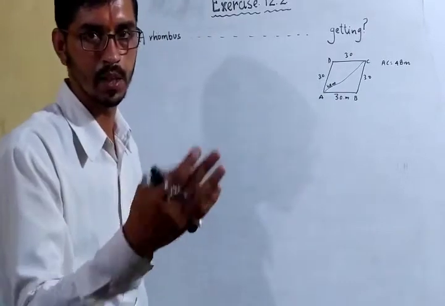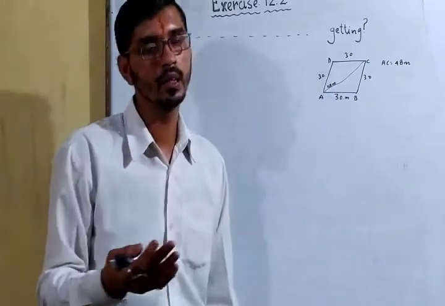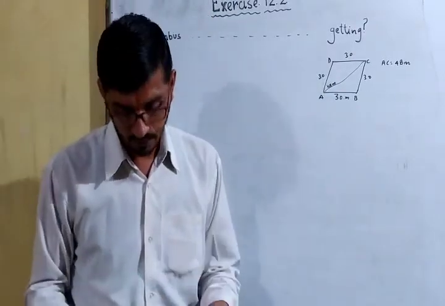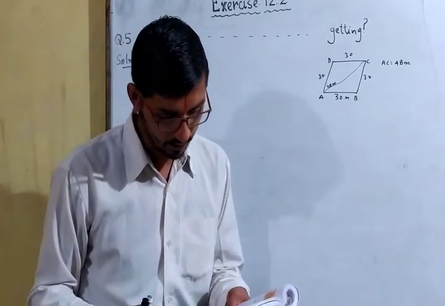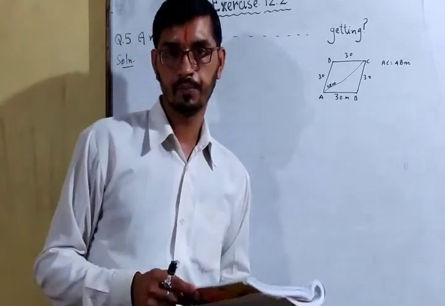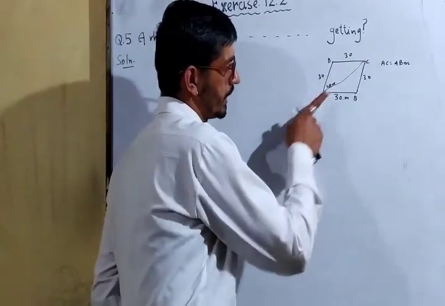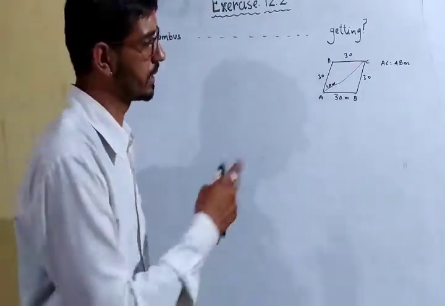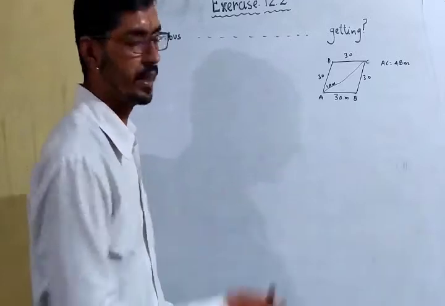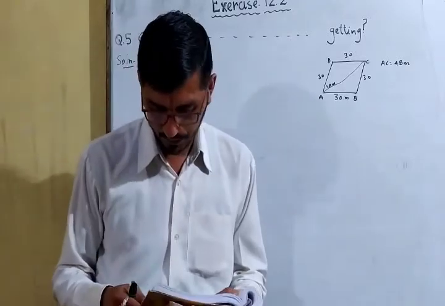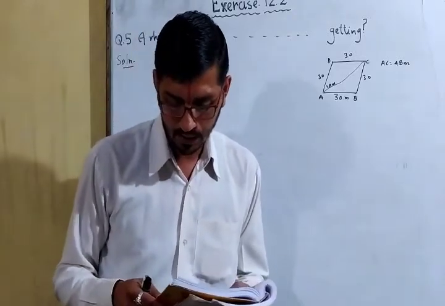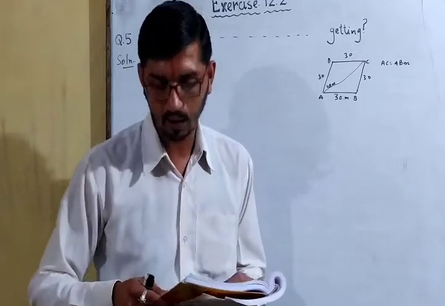Rhombus is what? A special type of parallelogram whose all sides are equal to each other. And its longer diagonal is 48 meter. One of the diagonal is given 48 meter. AC, that's why AC is the longer diagonal. It is given 48 meter. Now what we have to find, how much area of the grass field will each cow be getting.